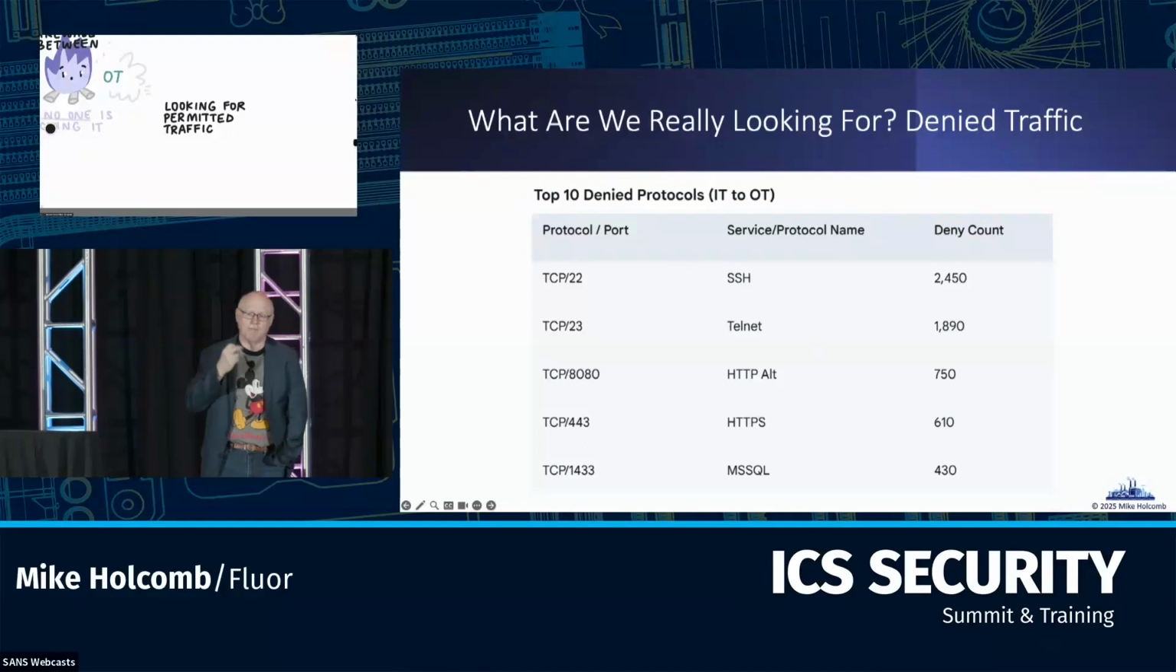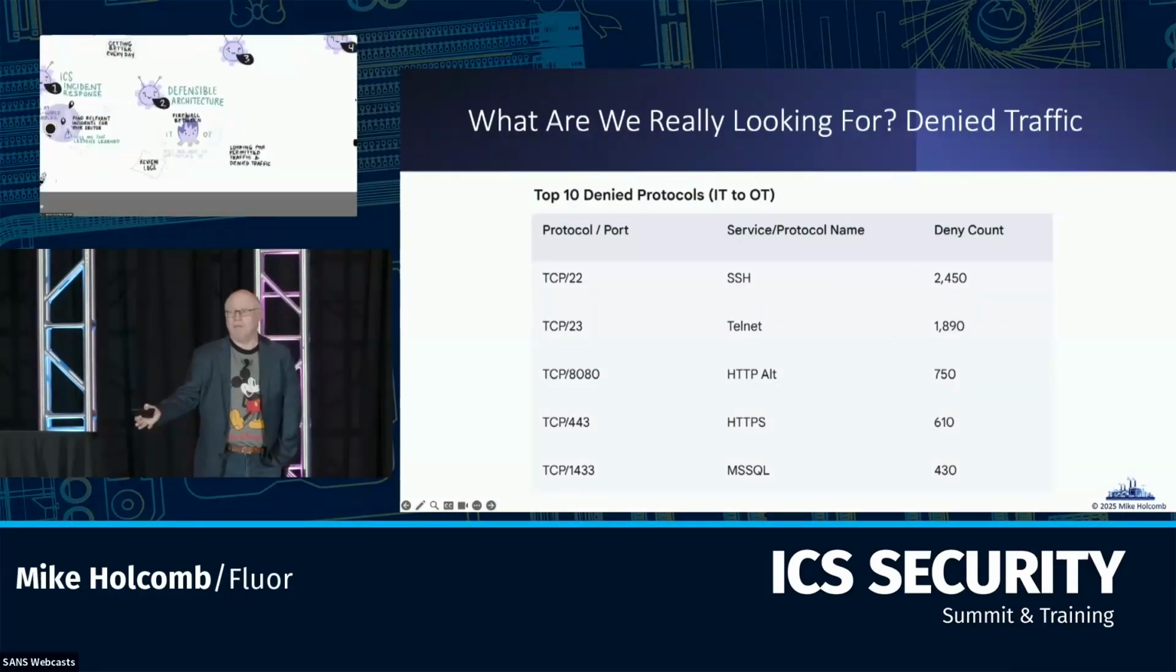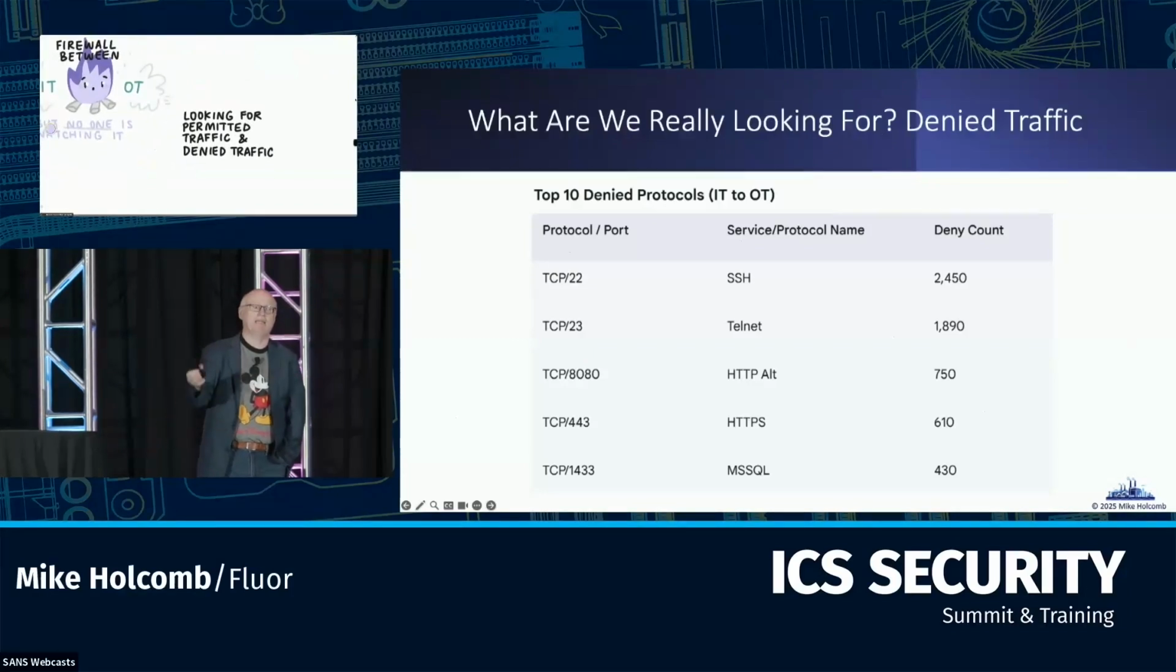Again, I think this is the big one that people aren't looking at. They might be watching the allowed traffic, but never watching the denied traffic, which is surprising. Because if I see something, in this case IT to OT, and I see SSH, what the heck is that? Maybe it's not an attacker, probably isn't an attacker, but maybe it's actually a legitimate business process that they expect to work, but it's not. So we need to actually fix that.